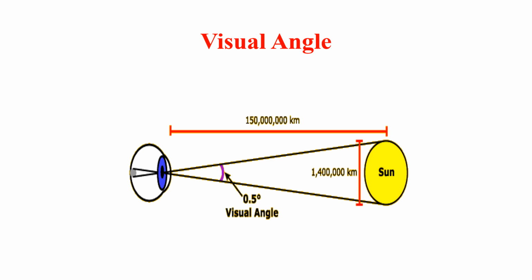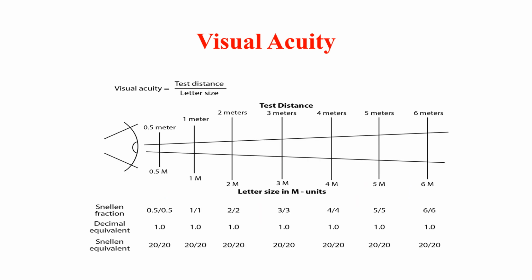Next, visual acuity. As you can see in the figure, visual acuity is the test distance divided by the letter size. So what exactly is visual acuity? Visual acuity is the ability of a person to perceive the fine detail of an object. It is one type of acuity. Today's product designers use that in view of the eye.